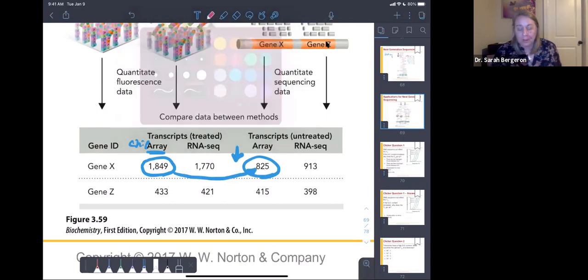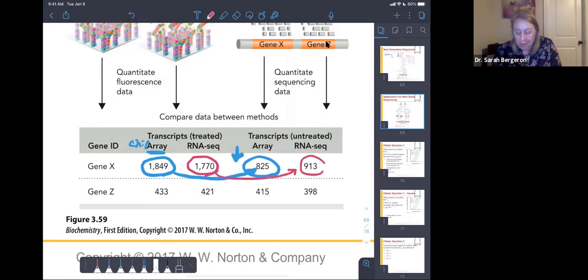So my question is, if I use a different method that's unbiased, do I get the same result? So here's my RNA sequence. You get a different initial value, but that's okay. The question is, am I going to see the same trend? So I compare my treated to my untreated. What happens? It also goes down. So the two back each other up. I'm very happy as a scientist, right?